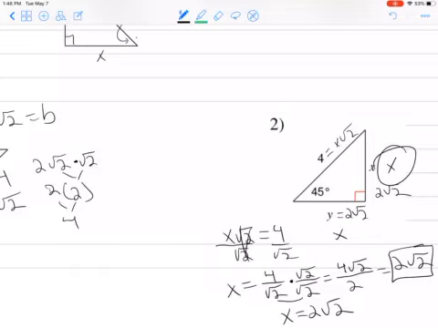So this is just a primer on this. Hopefully this looks familiar. You did some of this in geometry this year or a couple years ago, and we'll be working on it more.